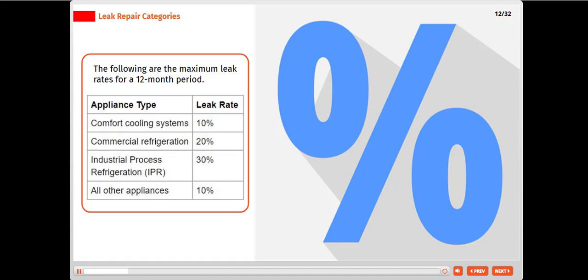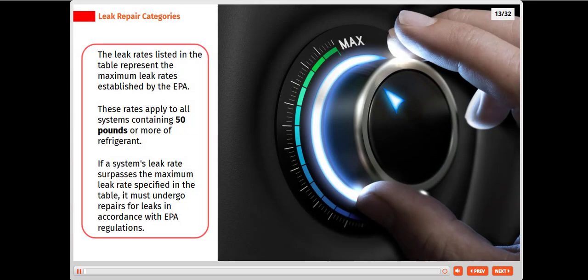The following are the maximum leak rates for a 12-month period. Comfort cooling systems, 10%. Commercial refrigeration, 20%. Industrial process refrigeration, 30%. All other appliances, 10%. The leak rates listed in the table represent the maximum leak rates established by the EPA. These rates apply to all systems containing 50 pounds or more of refrigerant. If a system's leak rate surpasses the maximum leak rate specified in the table, it must undergo repairs for leaks in accordance with EPA regulations.